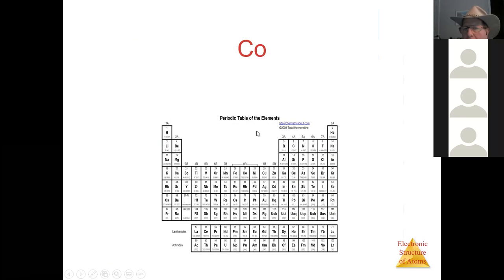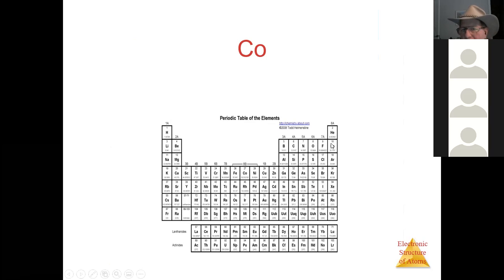My 1s is going to be filled with 2 electrons. This is going to designate my 2s. I can put 2 electrons in there. So now I've used up 4. I've got 1s, 2s. Move over to my 2p's. I can put 6 into my p's because I have 3 suborbitals in my p orbital. Each orbital can hold 2 electrons. So I then go to p6. I've used up 10 of my 27 electrons.